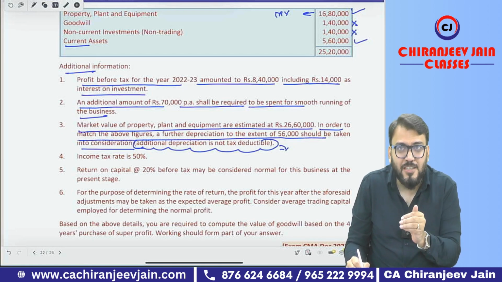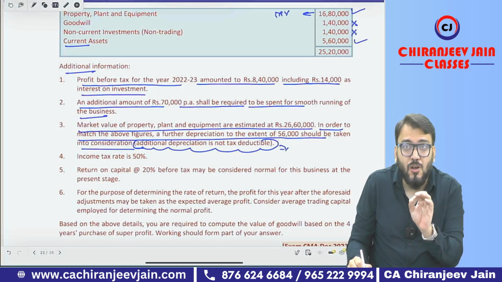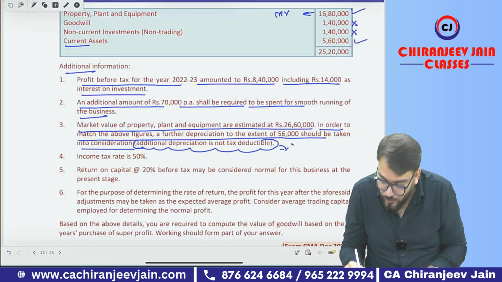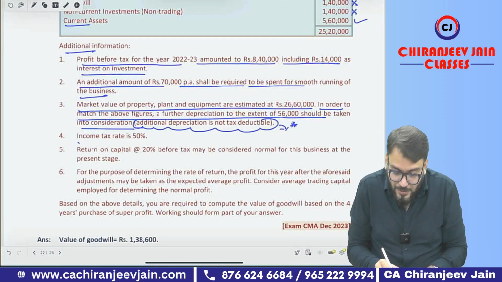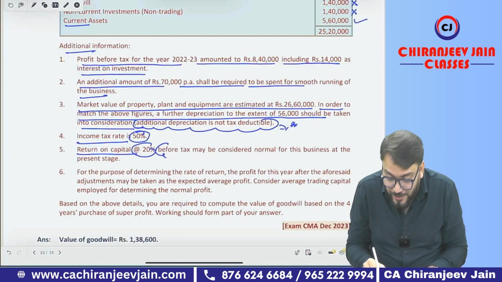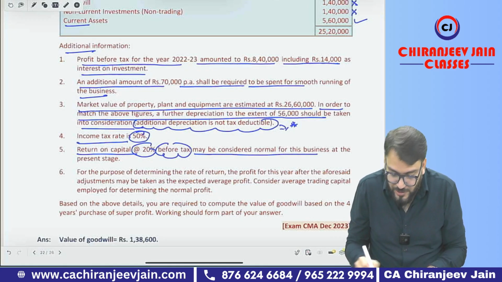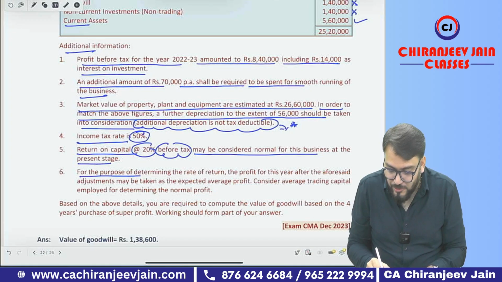Additional depreciation is not tax deductible. It means on additional depreciation, we need to ignore tax. This is one special point. Income tax rate is 50%. Return on capital employed is 20% before tax, which may be considered normal for the business at present, for the purpose of determining the rate of return.